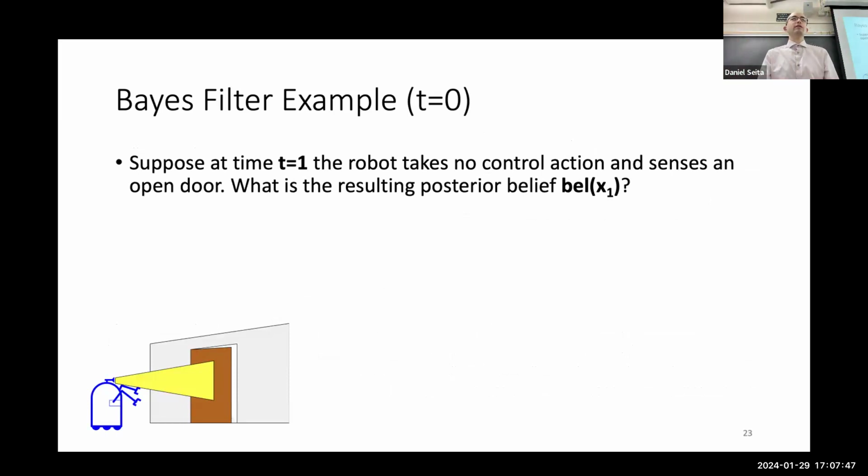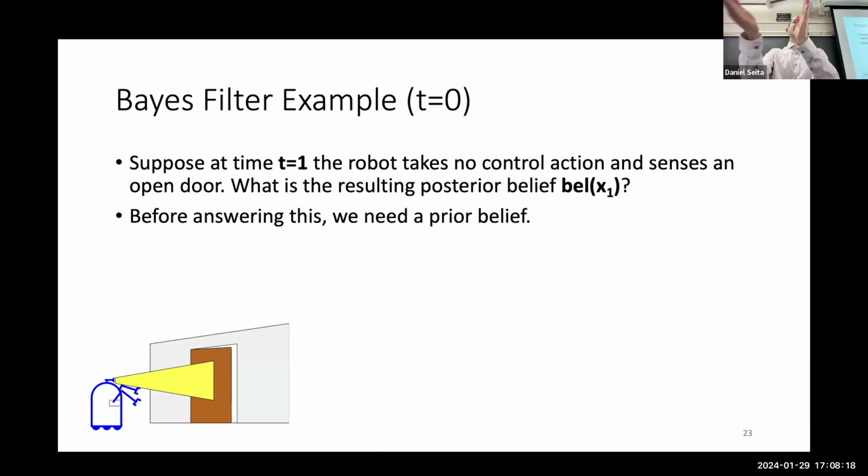So the question here is, what is the resulting posterior belief of X1? Again, think about what that means. That means we have to know the probability that the real state at time t=1 is door open or door closed. So what is the robot's probability distribution for that? But before answering that, we actually need a prior belief, because we need something to start out, something we can use to begin the recursion in the Bayes filter.